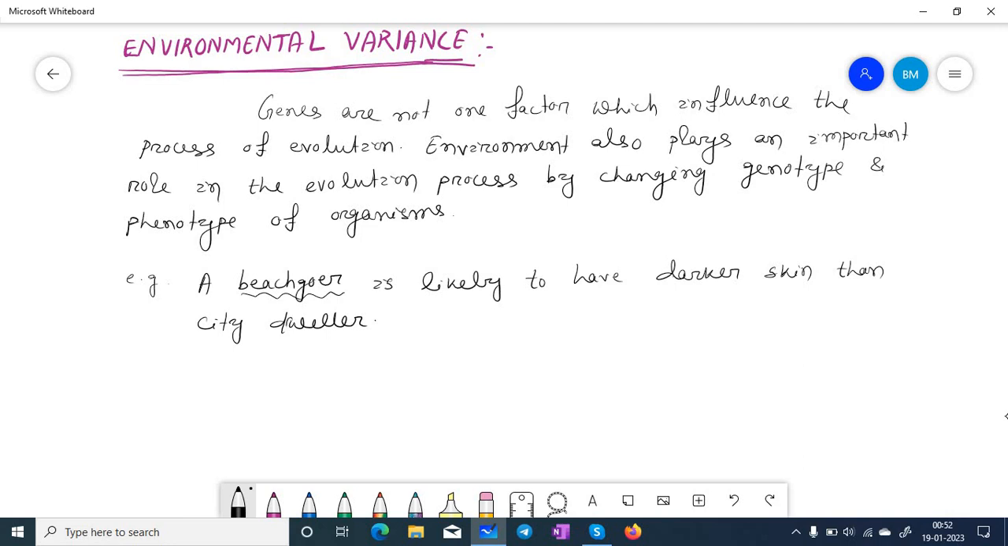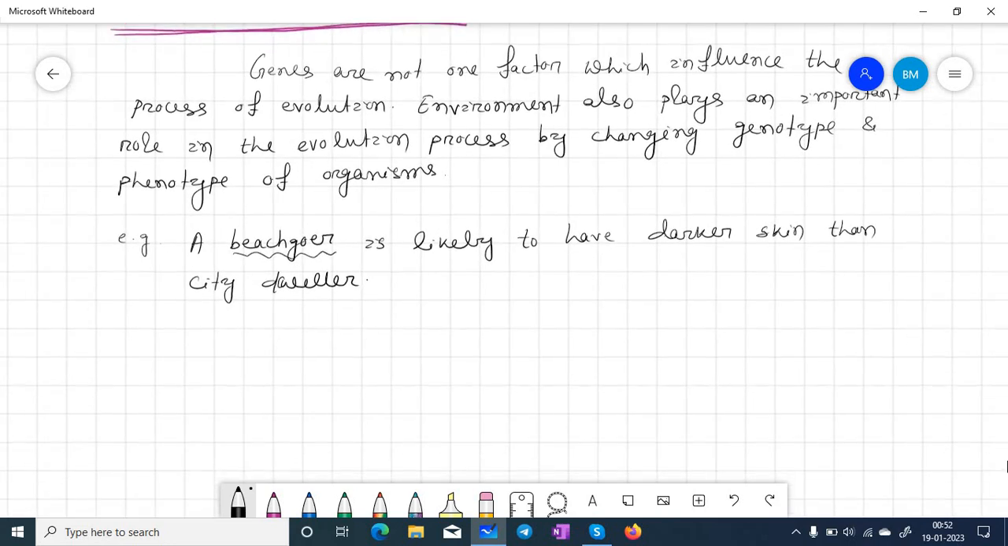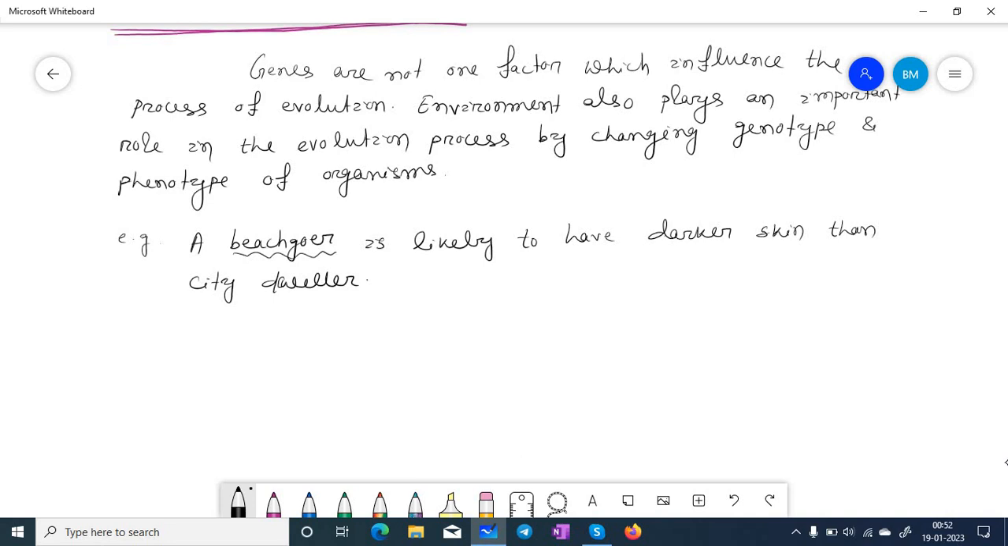City dwellers hardly get a chance to be exposed to sunlight. That's why the skin color of the beachgoer is darker, while the city dweller's skin color is lighter. And here, the sun is an environmental factor.